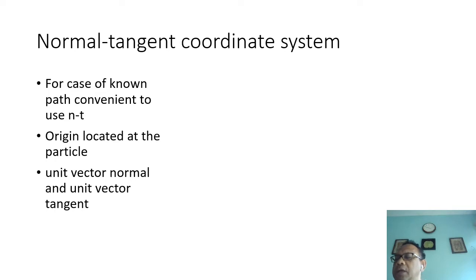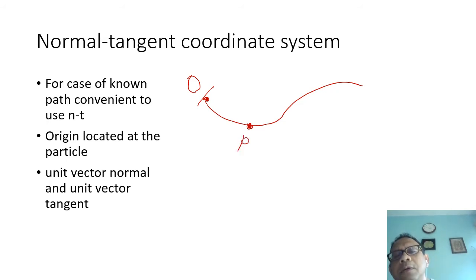Let's say we have a particle moving from origin O. The path started at O and it follows a certain path. So this is the path, and this is the point where the particle is, P. And we can take this in the direction of increasing displacement S.